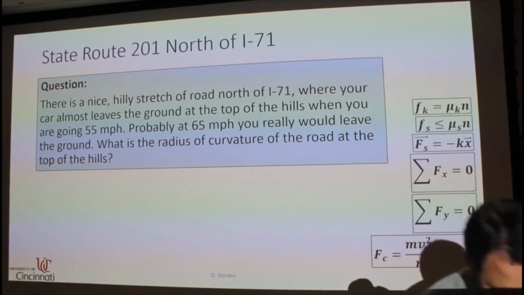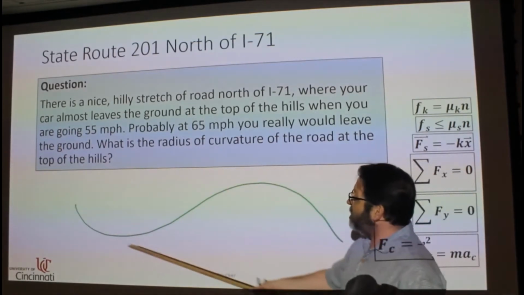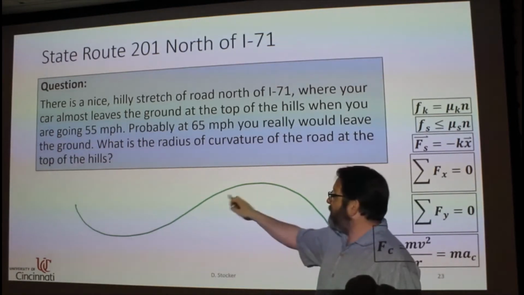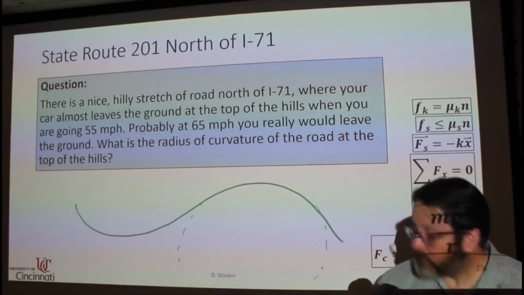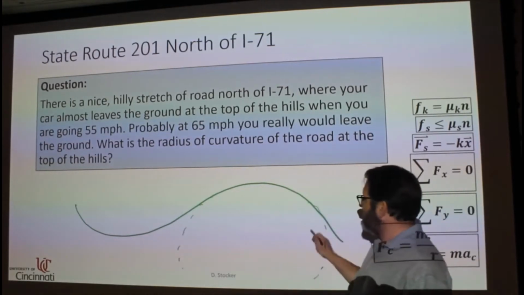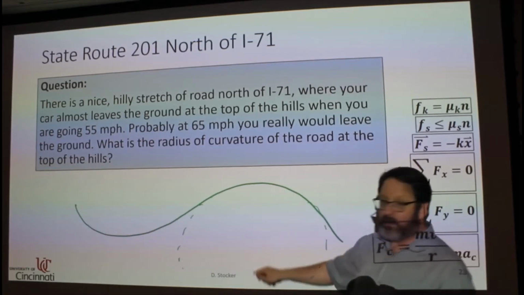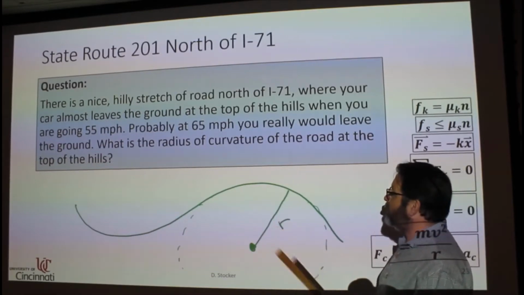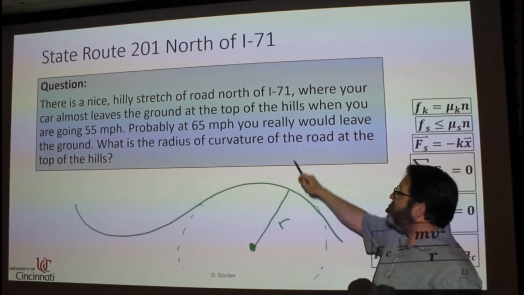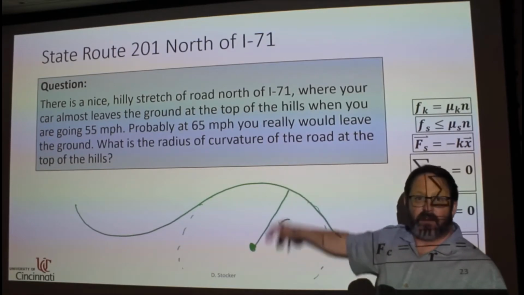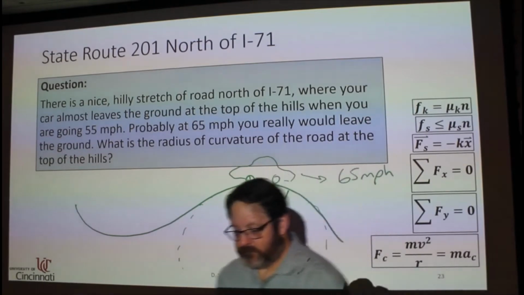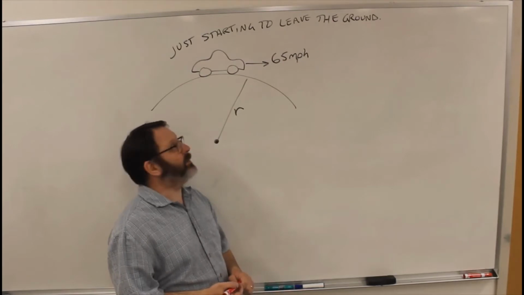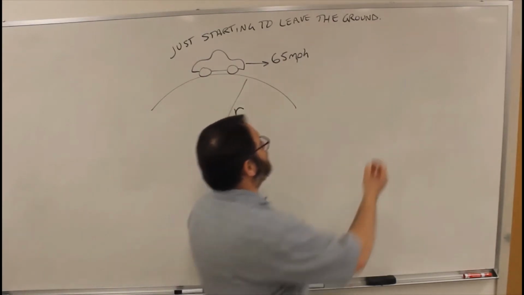So what that means is, if the road looks like this, and your car is driving along it, the radius of curvature would be the radius of this part of the circle. So if you imagine this being a circle, the center of that circle, this would be the radius of curvature. So we're going to look for the radius of curvature where a car going across here at 65 miles an hour would just leave the ground. This is another one of those problems where it looks like you really don't have enough information. But let's see what we can do.